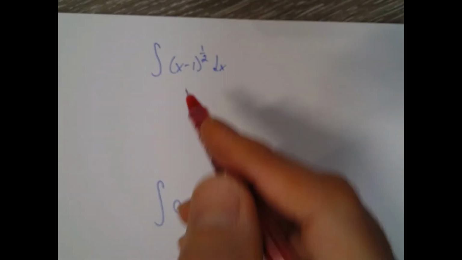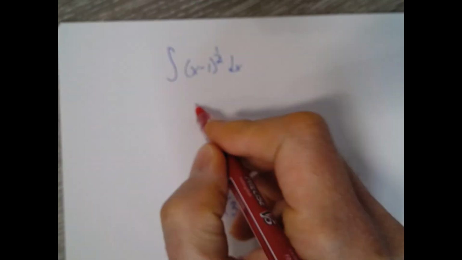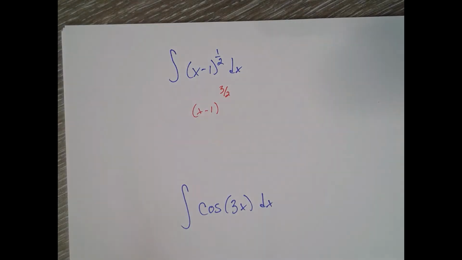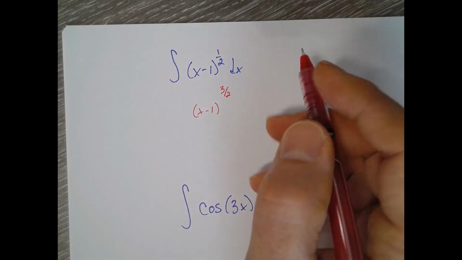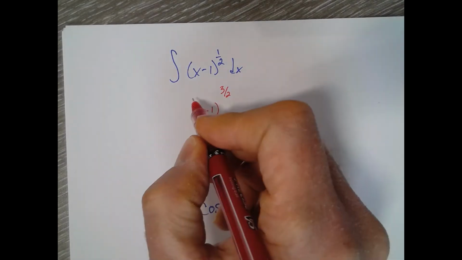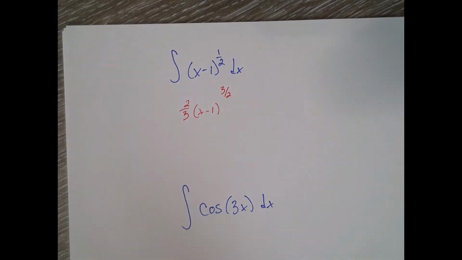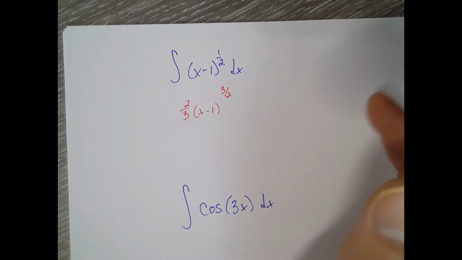So if we have (x - 1)^(1/2) and we want to find the antiderivative, we're going to use the power rule. So it's going to be (x - 1)^(3/2) because we add 1 there. And then we divide by whatever the exponent becomes. So dividing by 3/2 is the same as multiplying by 2/3. And since the derivative of the inside is just 1, we don't have to do anything. It would just be plus c.